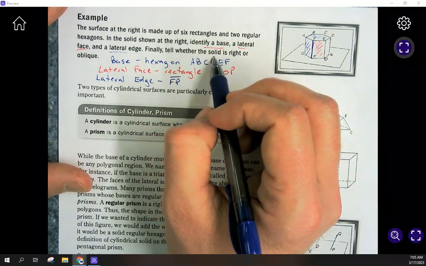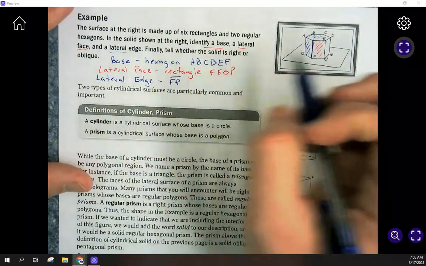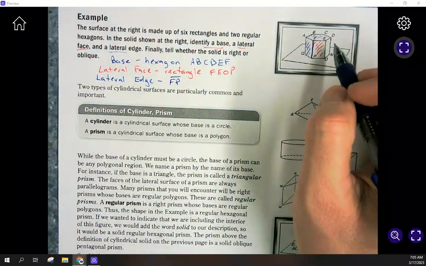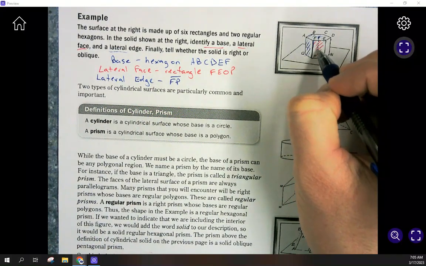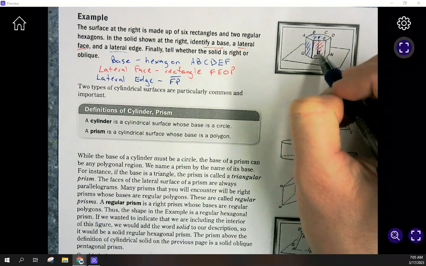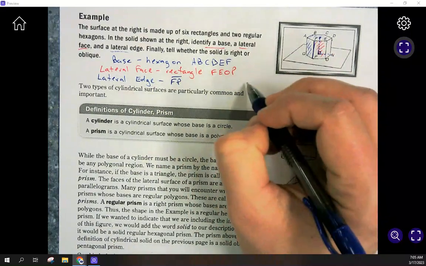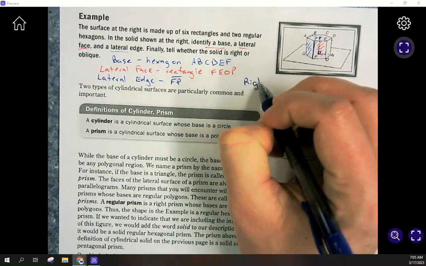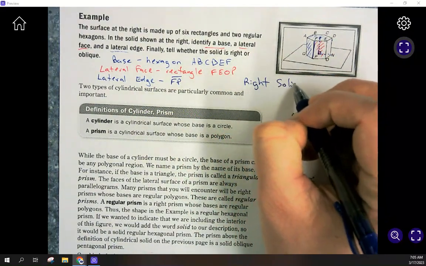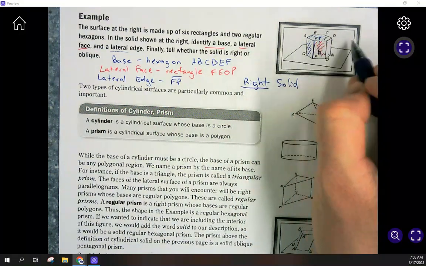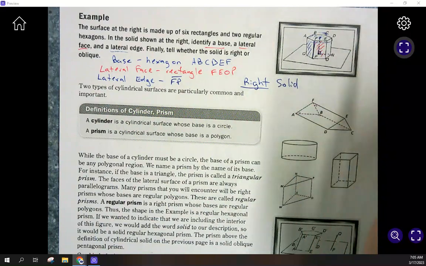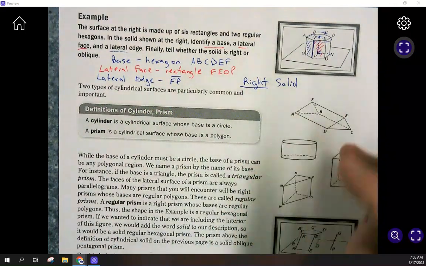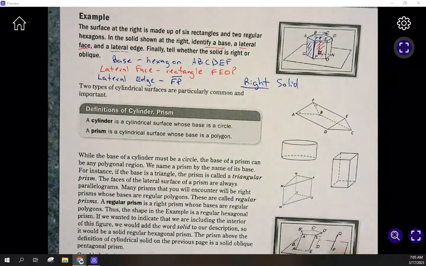And then finally, is this a right or oblique solid? Now we don't have any angles given to us, but it's safe to assume here this looks like it's going straight up and down. If I connect the center of the base on the top to the center of the base on the bottom, it's going to hit at 90 degrees. And so this is a right solid. It is not leaning to the side. If I took this and translated it over this way and then connected it, now it would be oblique, but this looks to be a right solid.